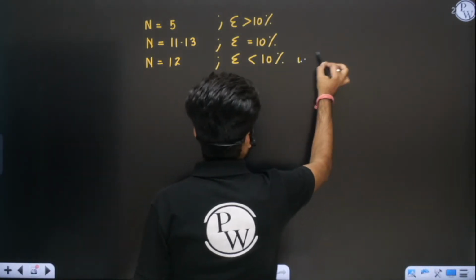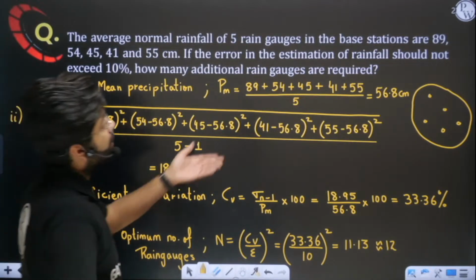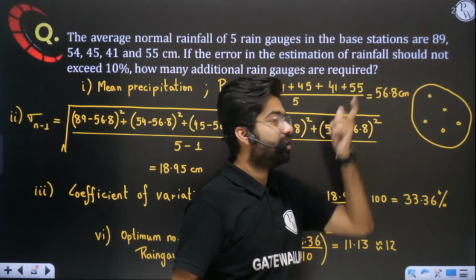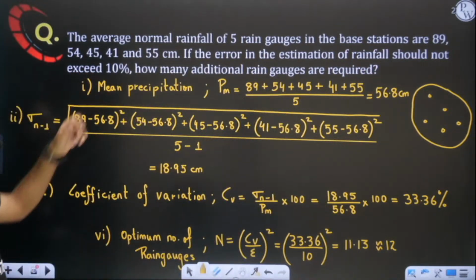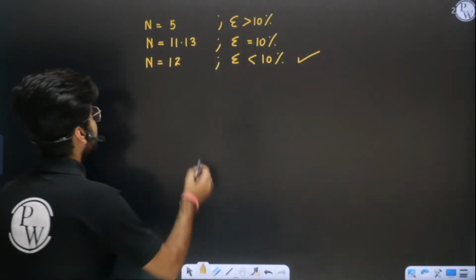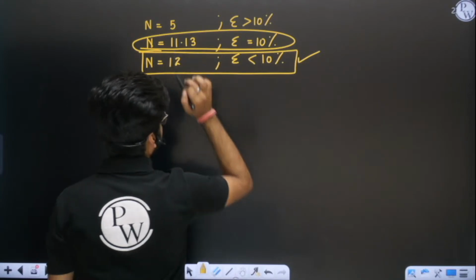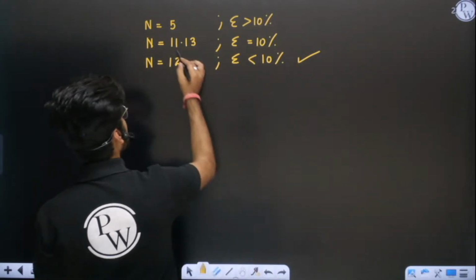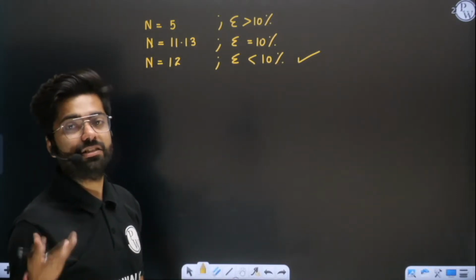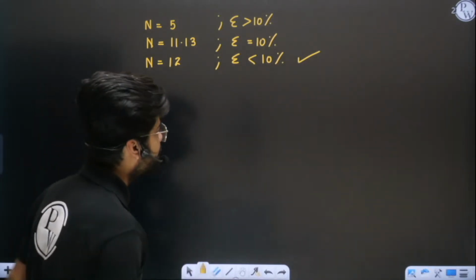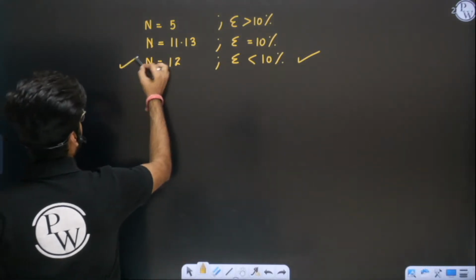And this is the exact requirement of our question, because our question is saying that error in the estimation of rainfall should not exceed 10%. So this is the correct case. Also, you cannot install rain gauges in fractions, like half or full. You cannot install half a rain gauge. So obviously we need 12 rain gauges. So this is our correct case.